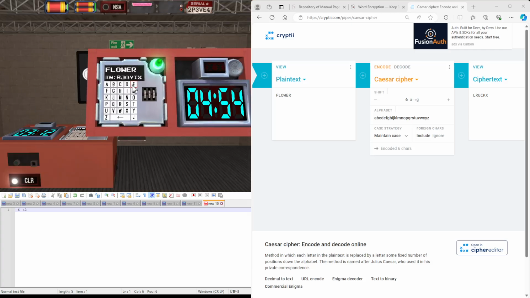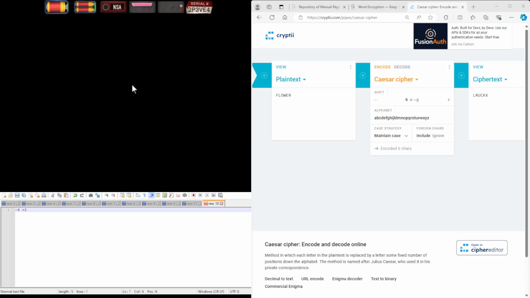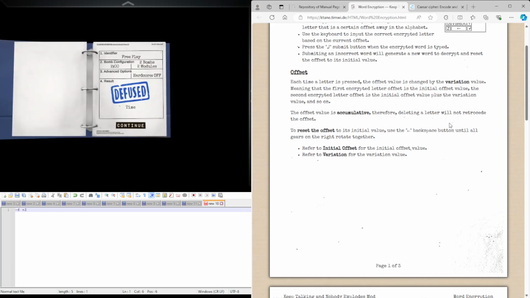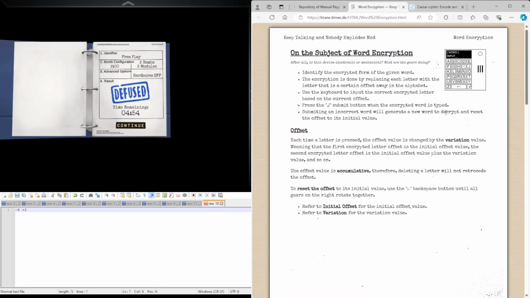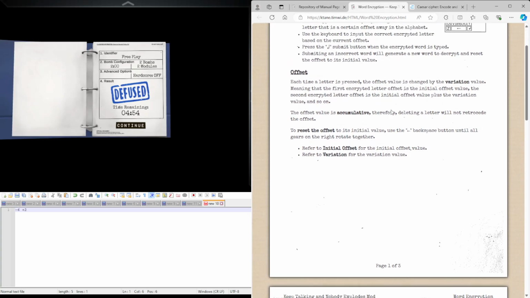So you can see there, if you mistype, you then have to go forwards for the next letter because it's iterative and, as it puts it, it doesn't retrocede what you just did if you delete a letter. So be careful of that. But anyway, that was word encryption. Hopefully that makes sense. Actually, one more thing. You can reset the offset value by using the backspace button until all the gears on the right rotate together. In that case, the offset will reset back to its original value.